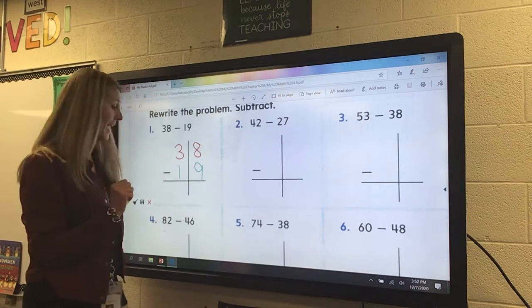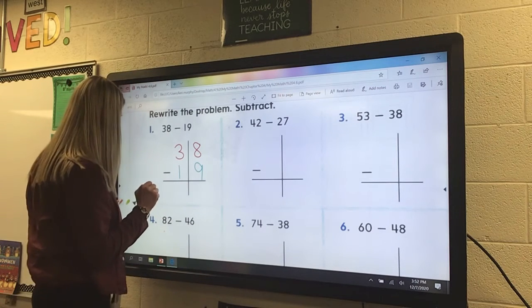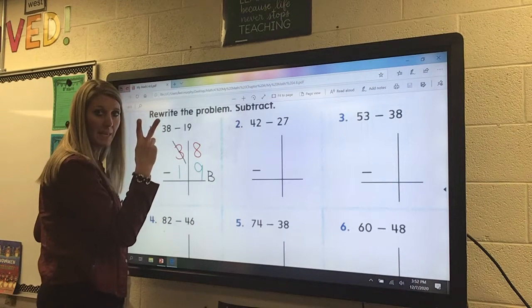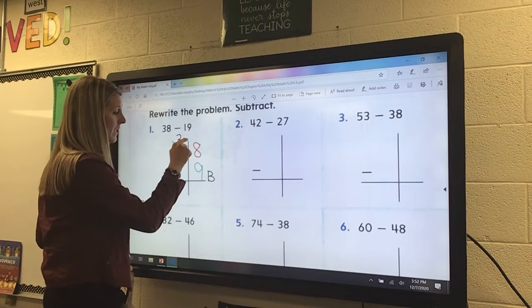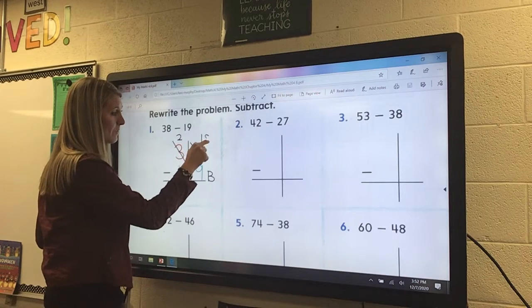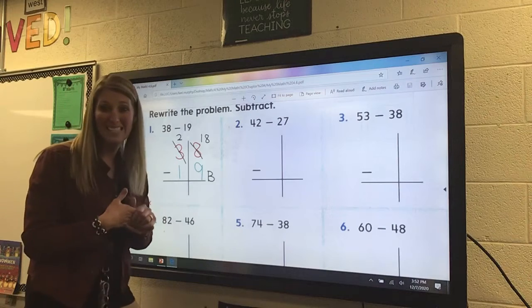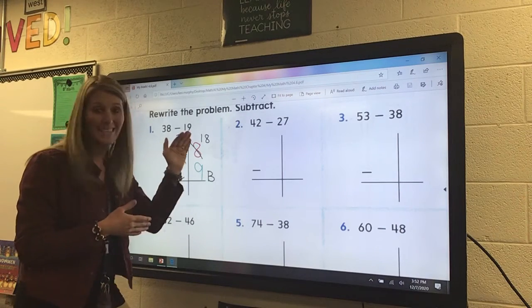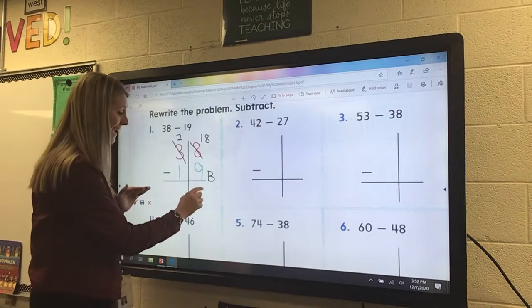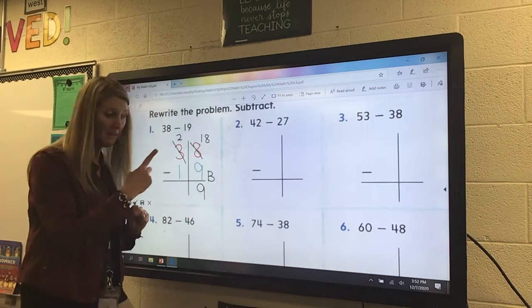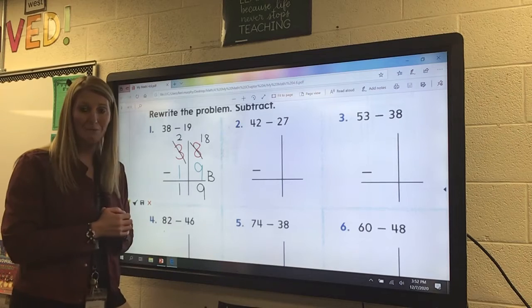8, take 9 away. I can't do that. Bigger bottom, better borrow. So I'm going to go up here. I have 3 and I take 1 away, that's 2. And then I'm going to move that 10 over here. So I just put the 1 in front of the 8 and it becomes 18. Now 18 minus 9, I know that's a double. 9 plus 9 is 18. So 18 minus 9 is 9. And 2 minus 1 is 1. So my difference is 19.